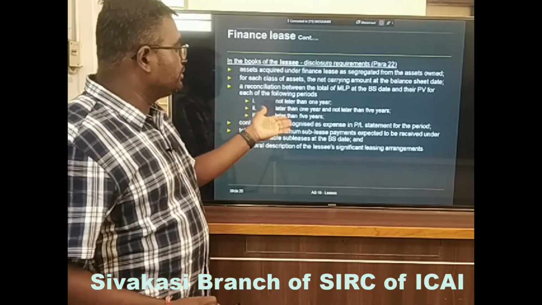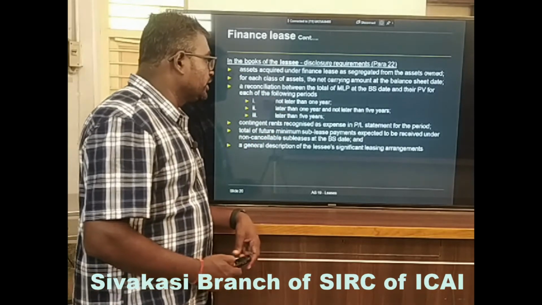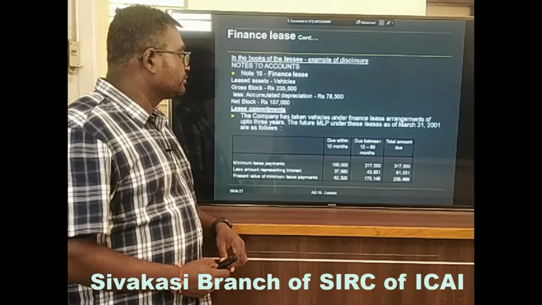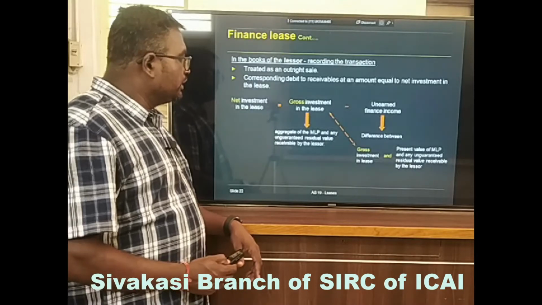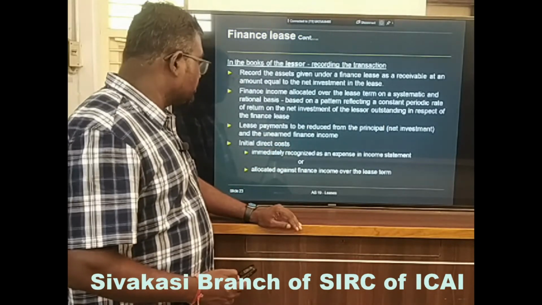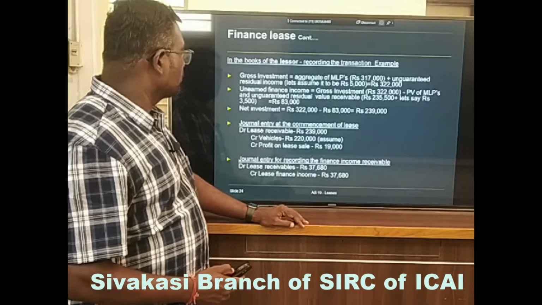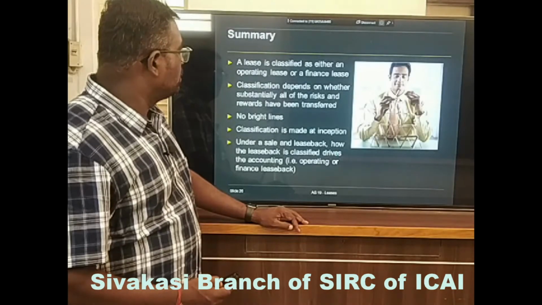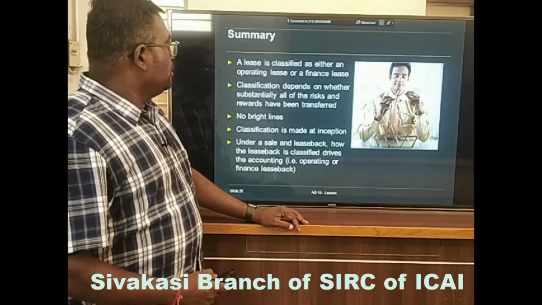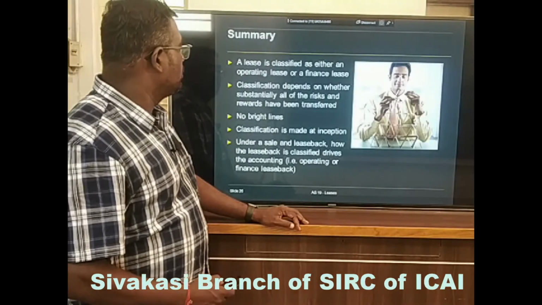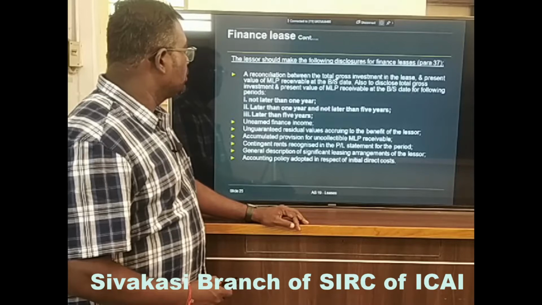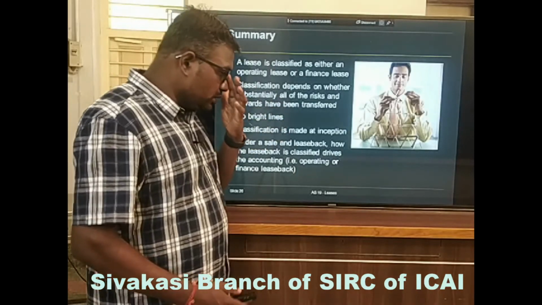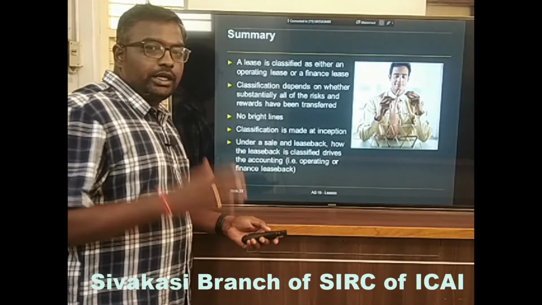Same way for finance lease as well, the same disclosure is required: not later than 1 year, later than 1 year and not later than 5 years, and greater than 5 years. The same accounting entry follows in lessor books as well. Okay, so the same entry follows in lessor books as well.